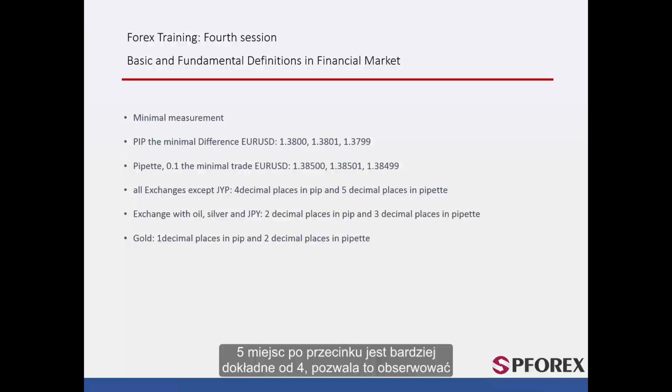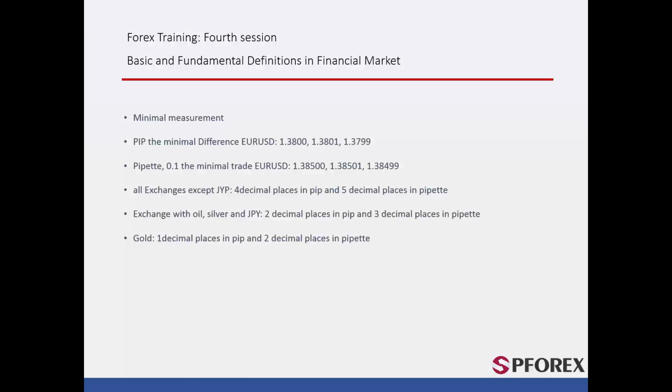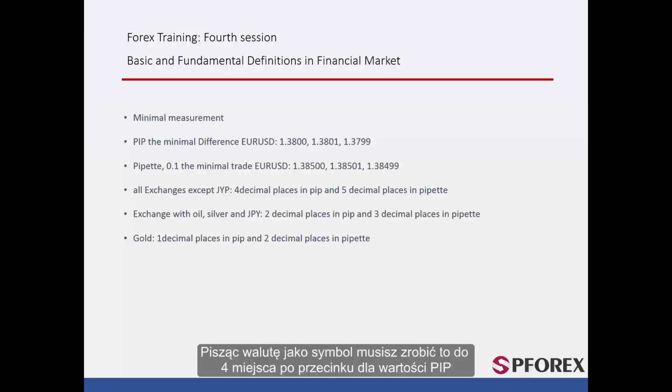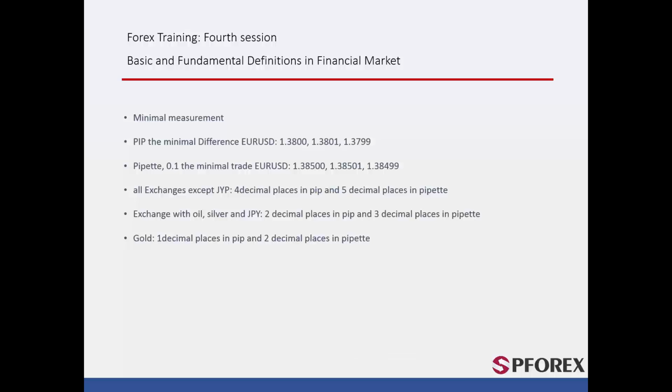A 5 decimal places figure is more accurate than a 4 decimal places figure, as it allows you to observe any small changes in the price, therefore giving you greater insight and a higher chance of making a profit. When writing a currency as a symbol, you must do it to a 4 decimal place figure representing the pip value, or a 5 decimal place figure representing the pipette value.